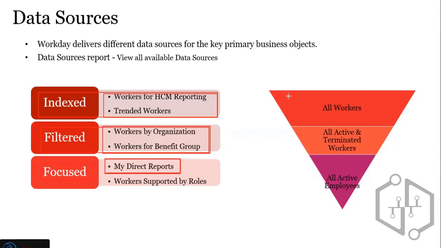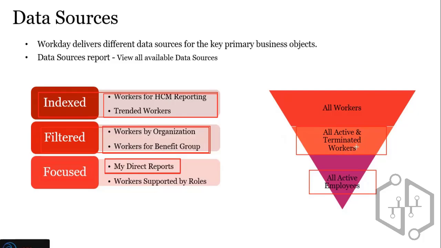Right? So for example, let's say you only want details of active employees. You can select this data source, all active employees, which will only give you details of employees who are active. Or instead of that, you could have selected all active and terminated workers. But then this will give you all the workers. When I say worker, worker is employee plus your contractors, your contingent workers.